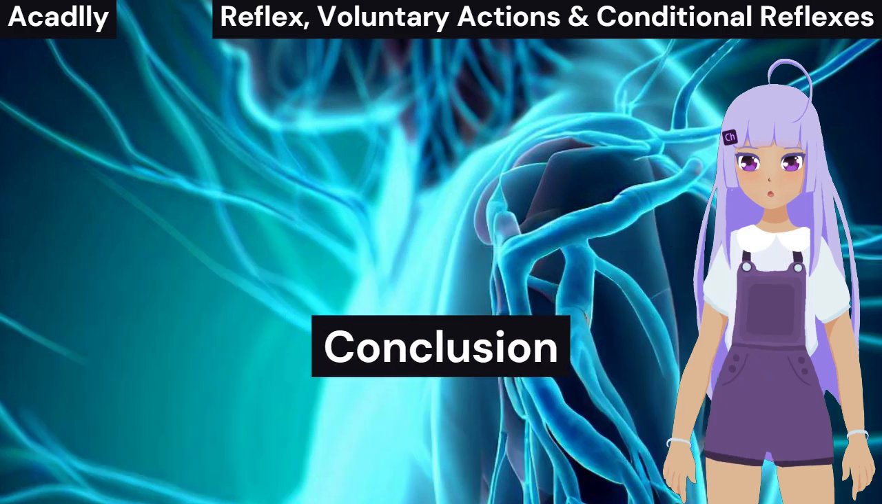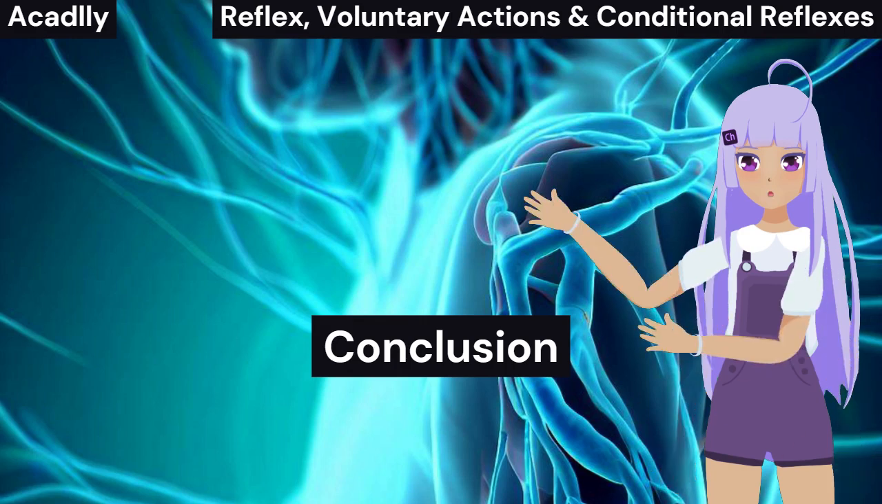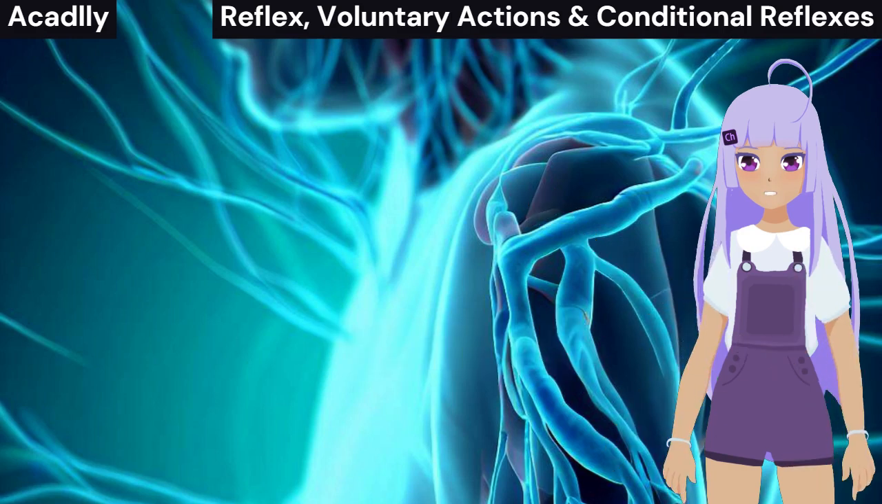Conclusion. In conclusion, I will summarize this lesson by explaining some main points. 1. Voluntary action refers to actions initiated and controlled by the conscious part of the brain, involving cognitive processes. Reflex action denotes automatic responses to stimuli that do not require conscious or higher brain centers.